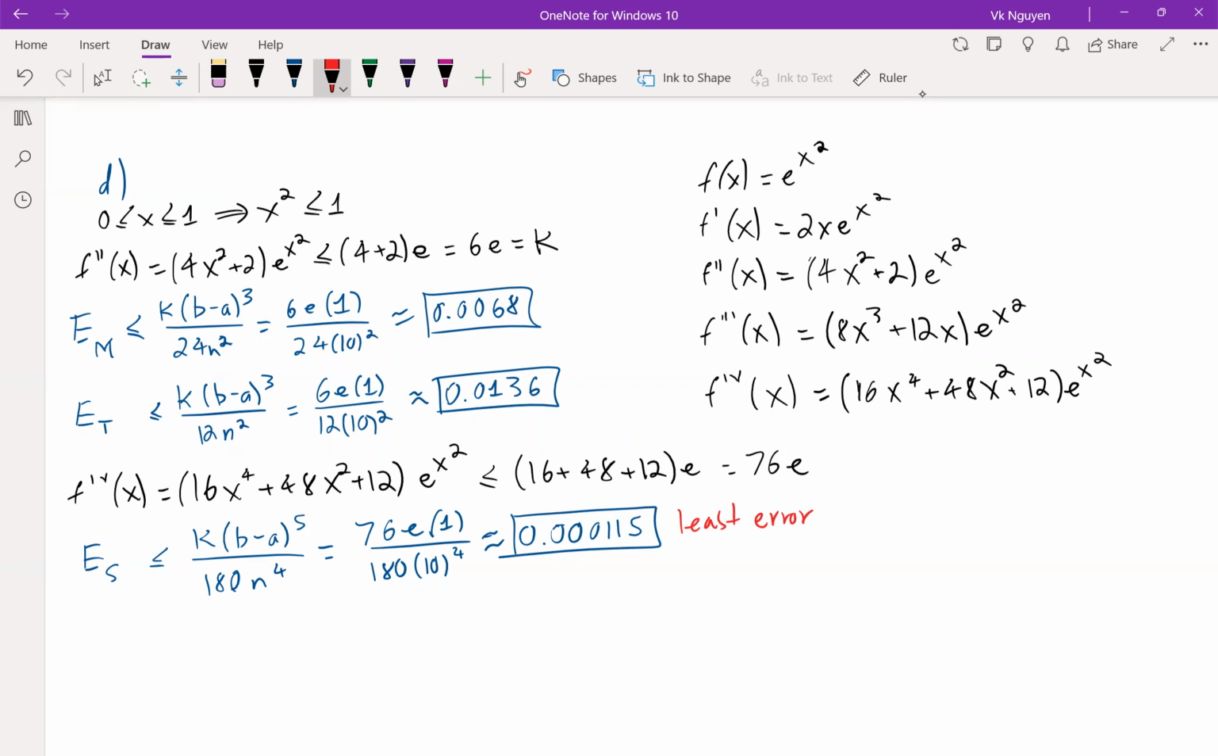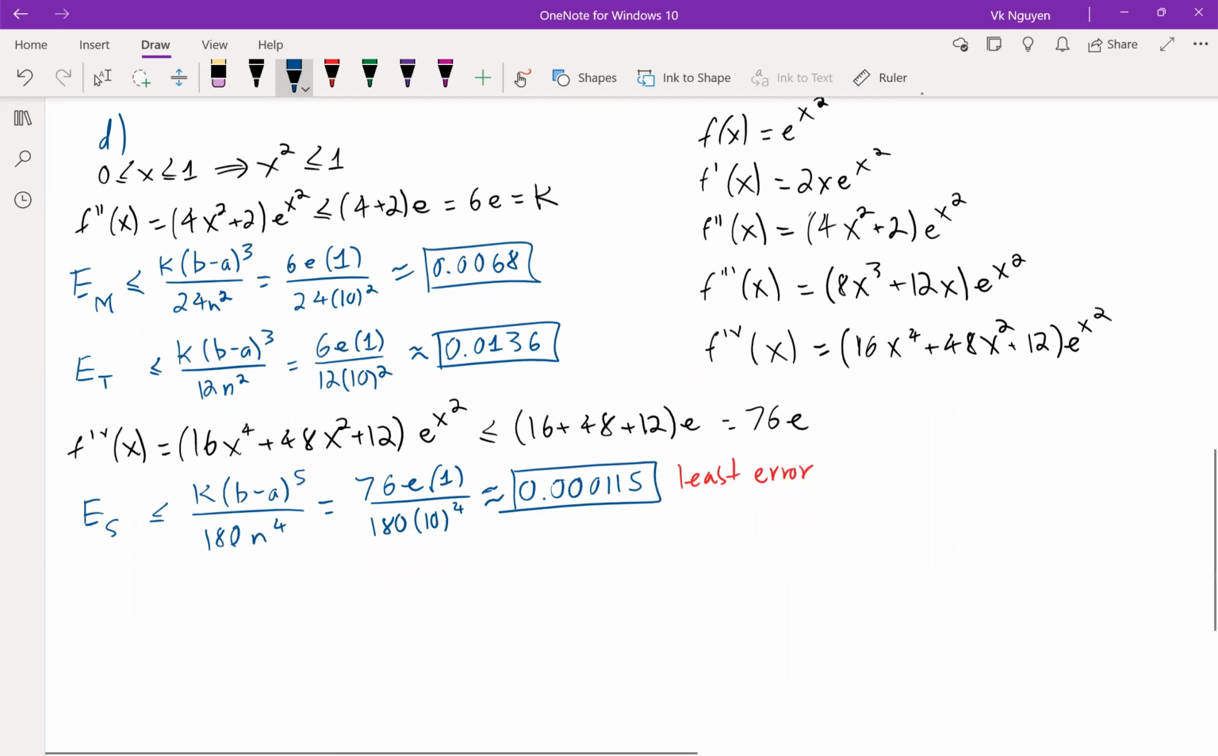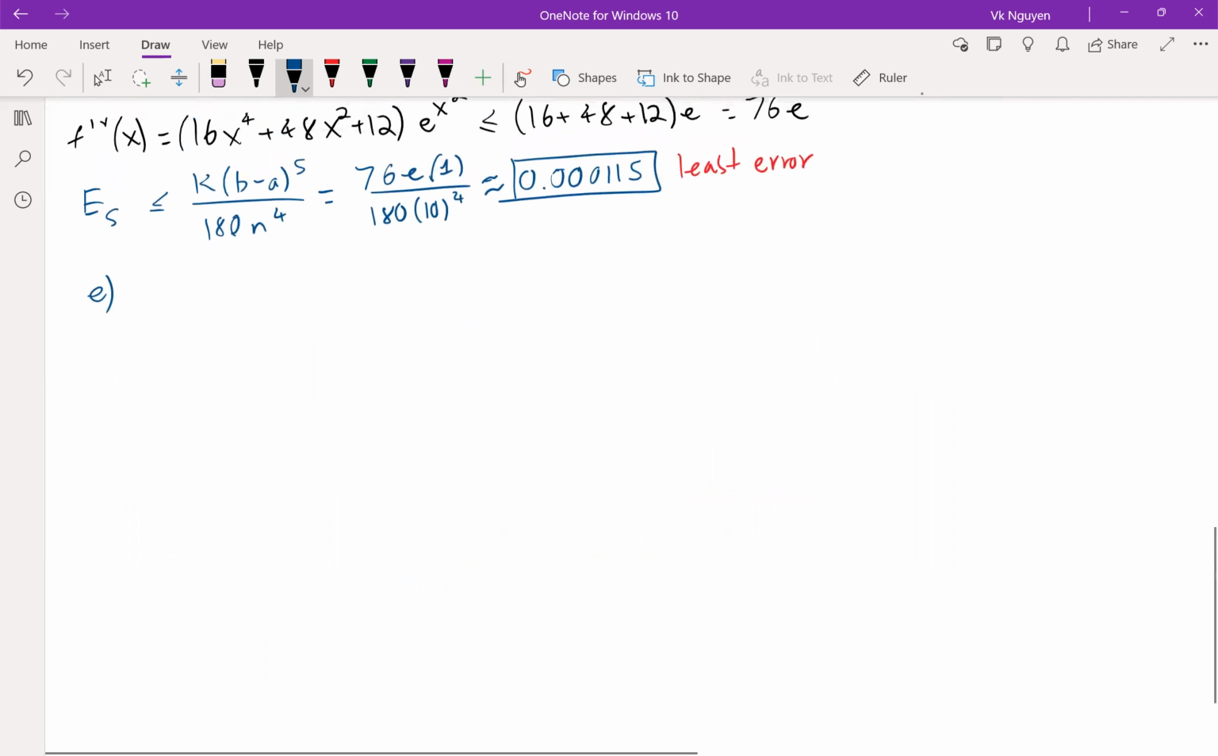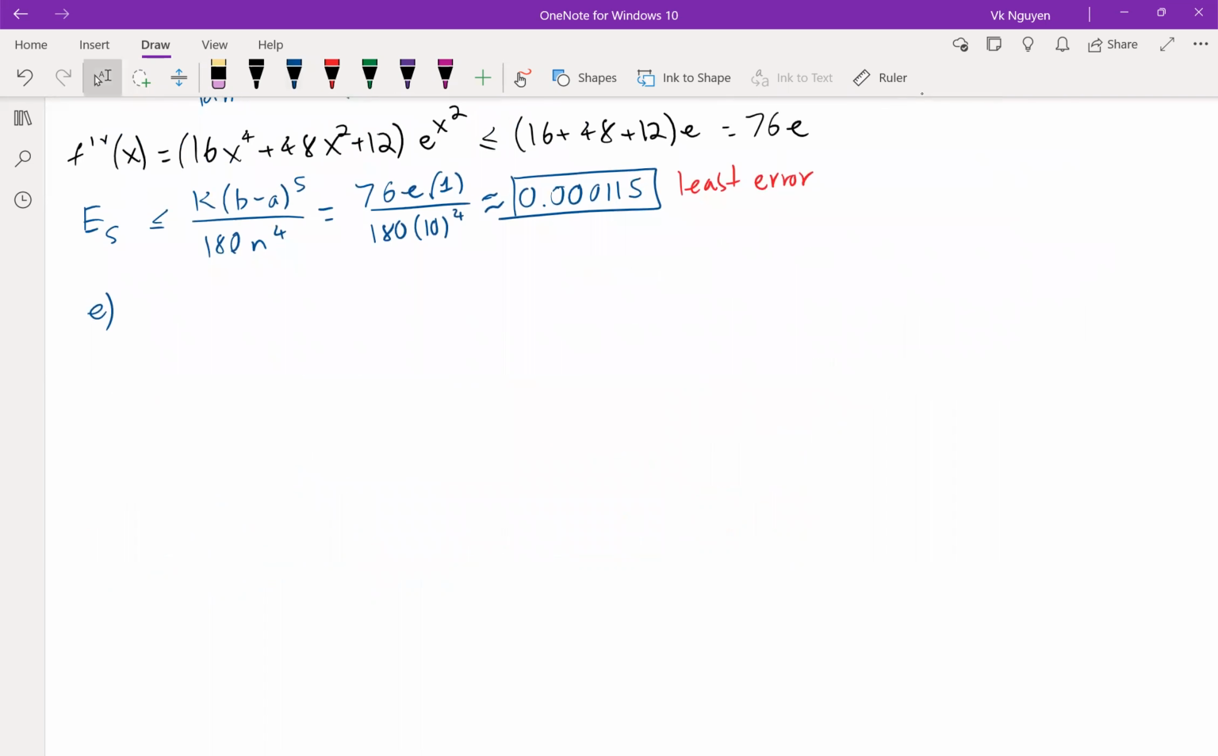We have one more. How should we pick n so that the error is within 0.001, or the approximation is accurately within 0.001? So that would be E. Now to do this problem, consider what we did up here. We know k is 76e.